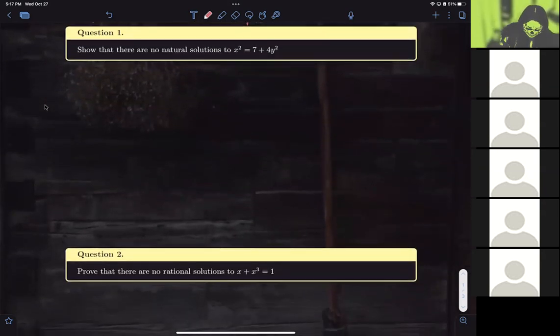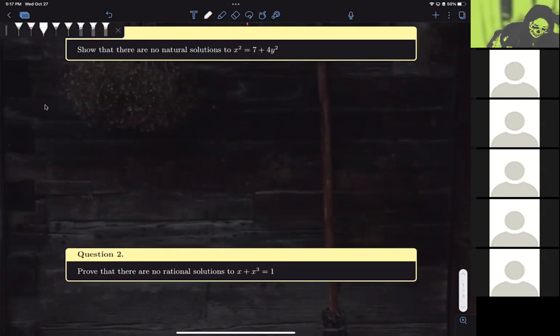Let's do the first one. Show that there are no natural solutions. This is telling you we need contradiction. So for those of you who already know how to do this question, how do I do this?